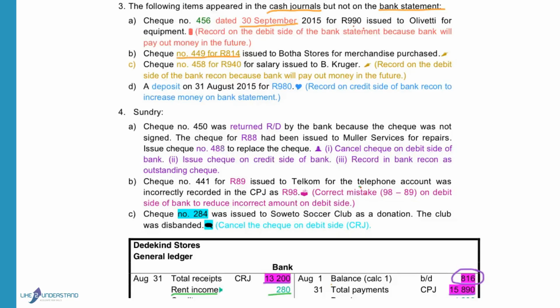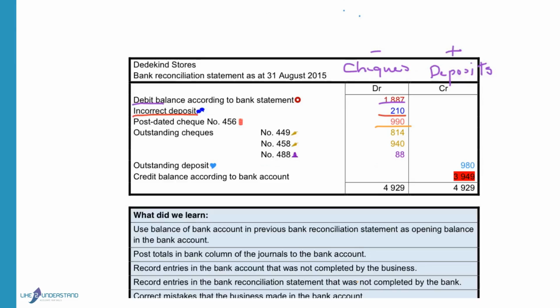So this check must still be paid out by the bank in the future, and therefore we will record it on the bank recon to indicate that they will pay it out in the future. Then there's also check number 458 for 940 that was already recorded in the books of the business, but the bank will pay it out in the future. So both those checks will be debited on the bank reconciliation statement and recorded as outstanding checks.